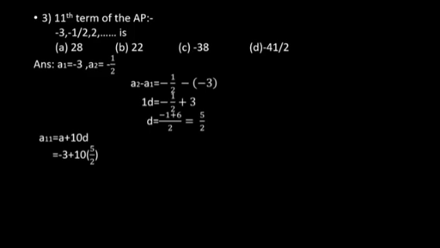Now we will divide 2 and 10. We will get 5 because 2 5s are 10. Minus 3 plus 5 into 5, that implies we will get minus 3 plus 25, as 5 5s are 25. Now we will subtract it. We will get 22 as the answer. So therefore answer B is correct.